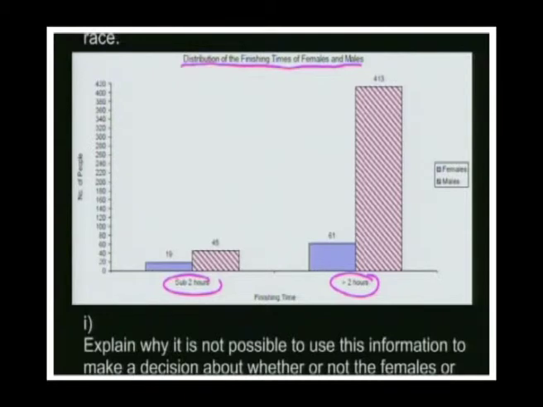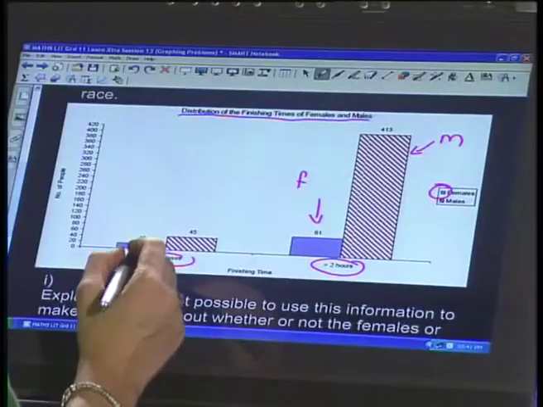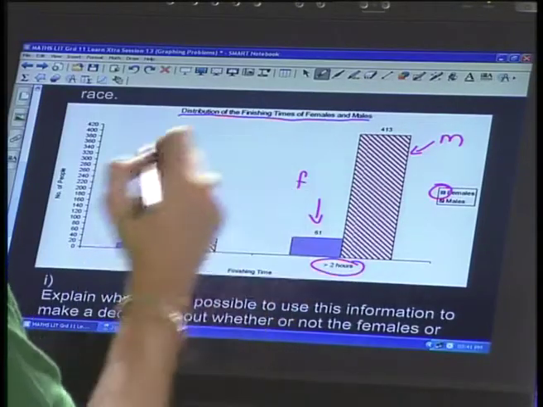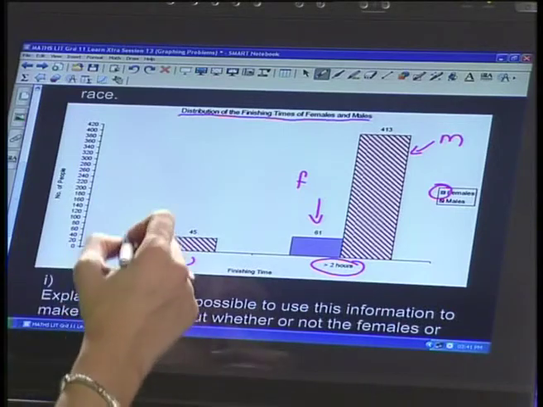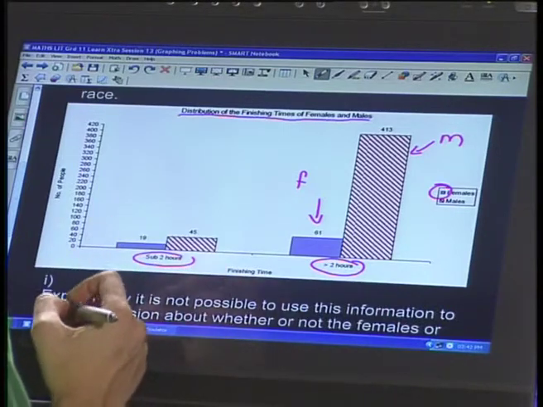And let's make sure that we know what the key is telling us. The light blue is for females and the stripes are for males. So let's just have a look over here. As you can see, there were far more males that completed the race than females.